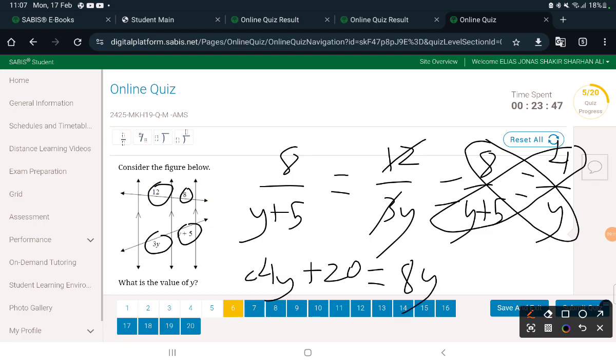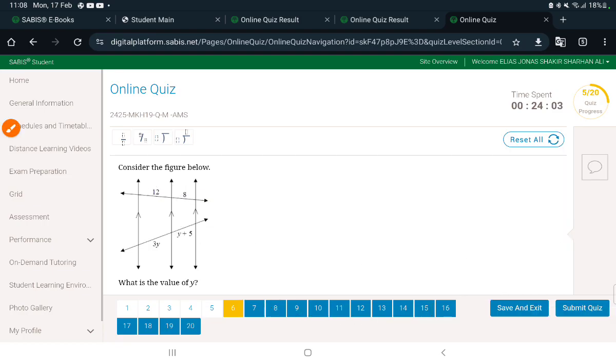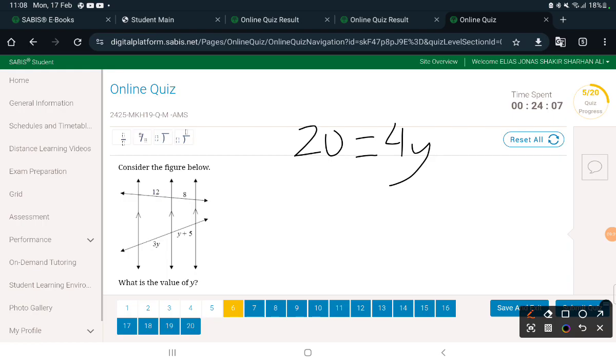Okay, take 4y to the other side. So it becomes positive 20 equals 8y minus 4y, which is going to be 4y. So 20 equals 4y. Take the multiplied 4 to the other side. 20 over 4. Divide by 4 up and down. That's 5 over 1. So y equals 5.